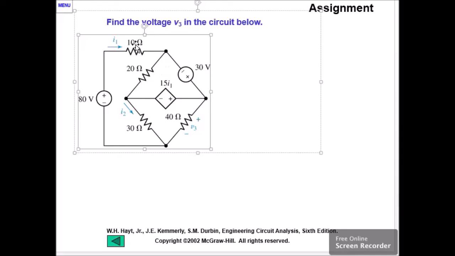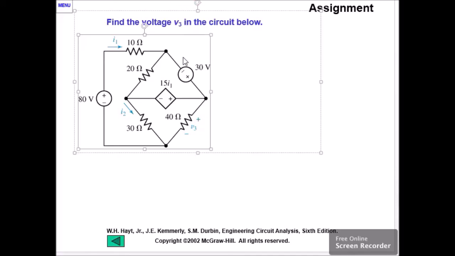Tapos, ibalik nyo lang pagdating sa dulo na yung calculation, pag nakuha nyo na yung mga mesh currents, i-identify nyo saan ba dun si I1, saan dun si I2. Alright? Pwede din namang nodal, pero I think mas madali to kapag ka-mesh. Pwede bang nodal? Of course.